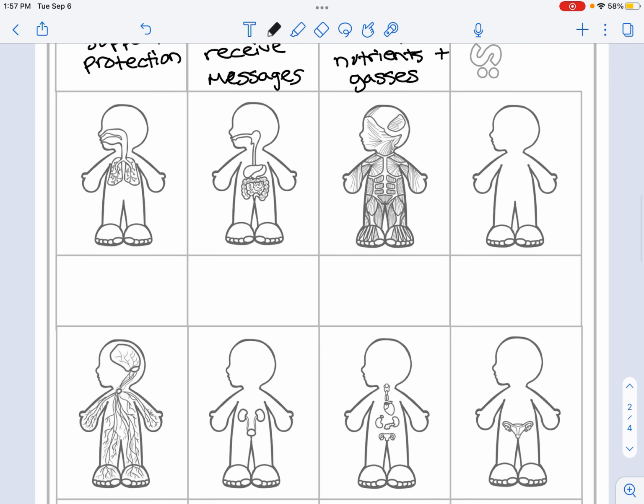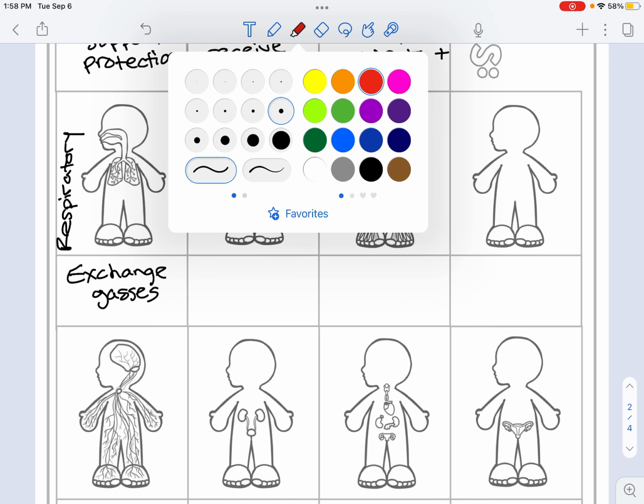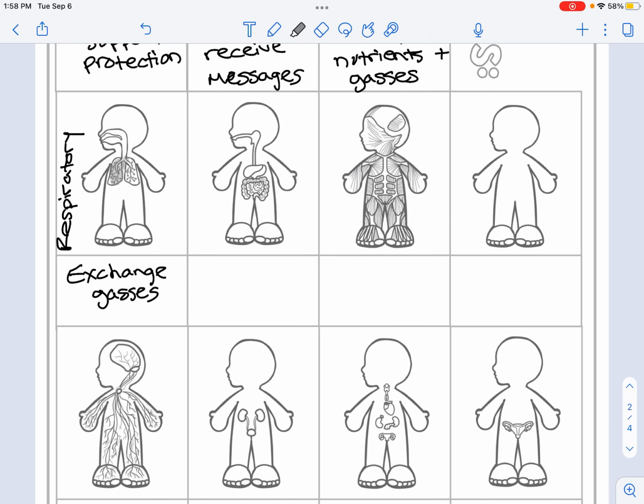The next row, first one we have is respiratory. And its job is to exchange gases, so take in the oxygen, give out the carbon dioxide. Then digestive. And its job is to break down and absorb food.